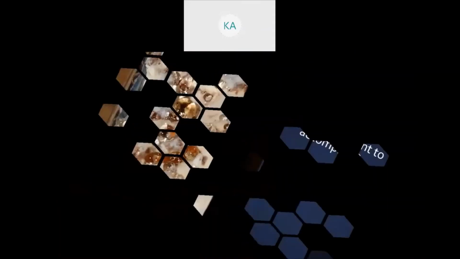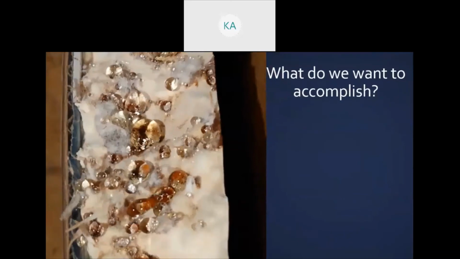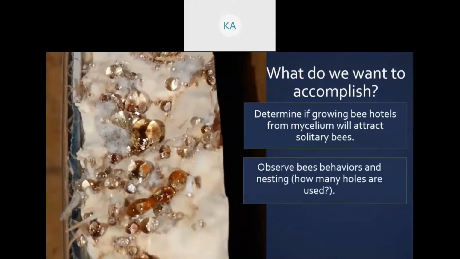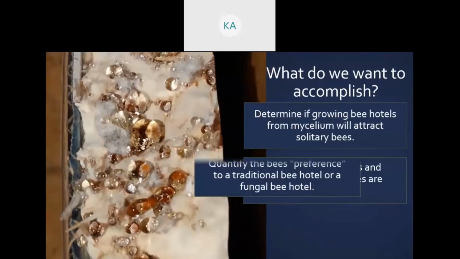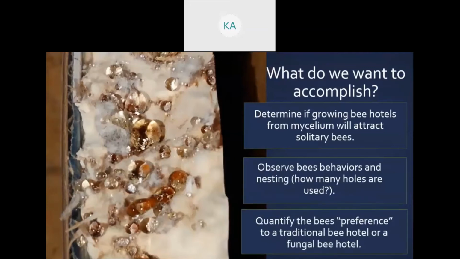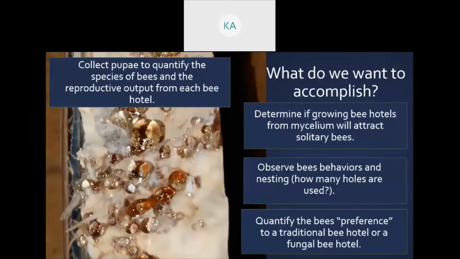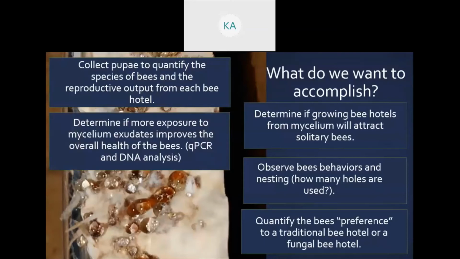So, what do we want to accomplish with this study? First, we need to see if solitary bees will nest in the mycelium bee hotels. Over the summer, we'll observe the bee hotels to see how many holes are being used. After we have these numbers, we will see if the bees have a preference for traditional or fungal bee hotels. Next, at the end of the season, we will collect the pupae to quantify the species and reproductive output of each bee hotel. Then, we'll determine if more exposure to the mycelium exudates improves the health of the bees, using qPCR and DNA analysis to see if there are any signs of the virus.